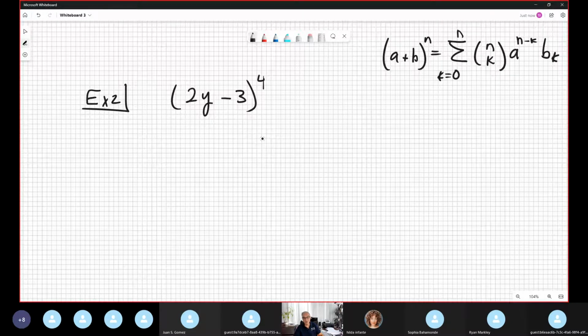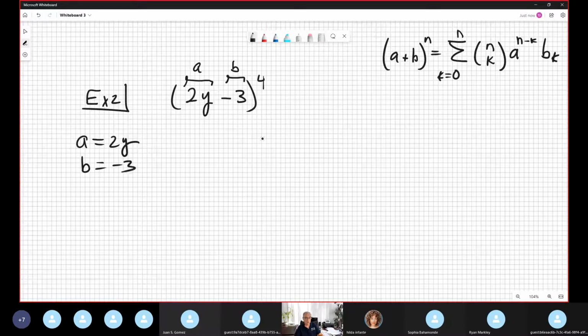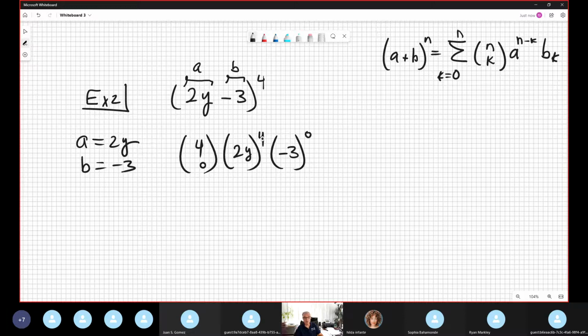What happens if you have minus? Well, you can interpret of course that A is 2y and B is negative 3. So A is 2y and B is negative 3. Okay, no problem. Then you write N is 4, so combinatory number 4, 0. A is 2y raised to the 4 power, and negative 3 raised to the 0 power. This is my first term.